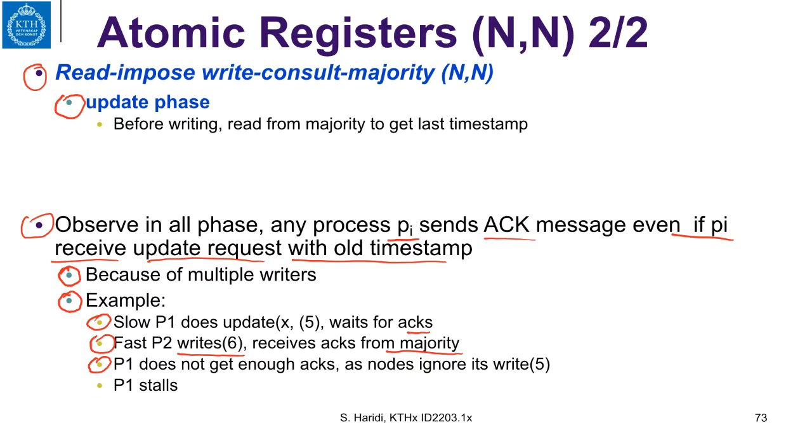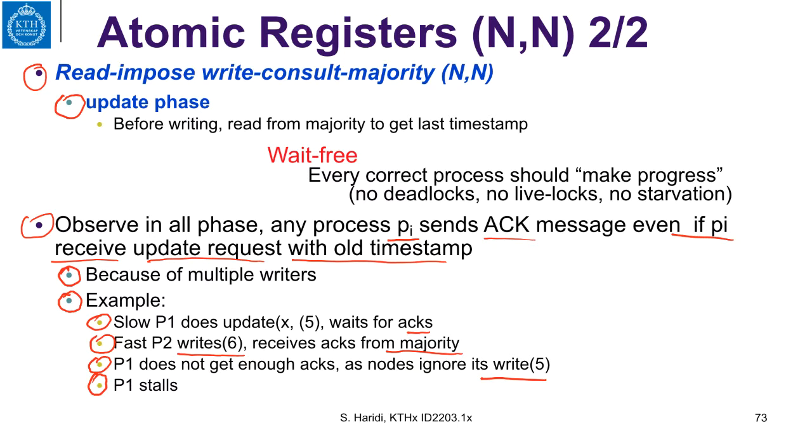Now P1 does not get enough acknowledgements if the nodes ignore the write 5 request, and it can stall. So it is important to always send the acknowledgement in the update phase. This algorithm terminates because no process will stall or wait forever. In this case, we say that the algorithm is wait-free. Every correct process should make progress. No one will stall. We have no deadlocks, no livelocks, and no starvation.